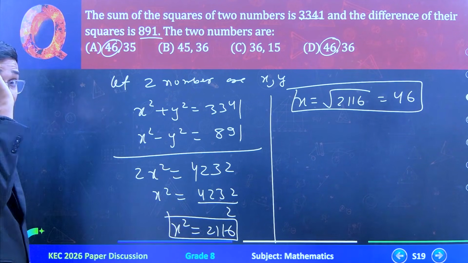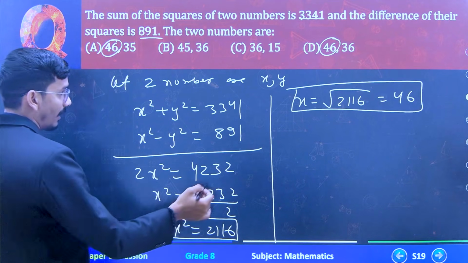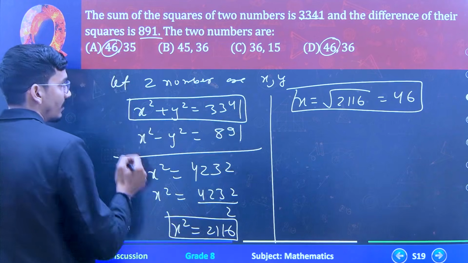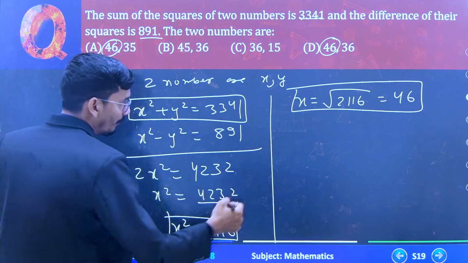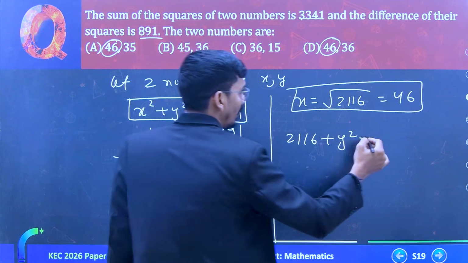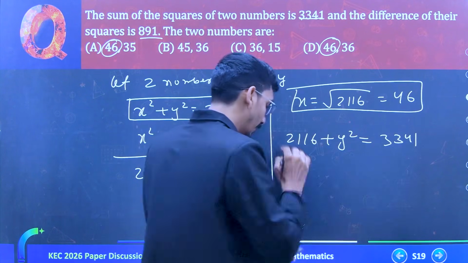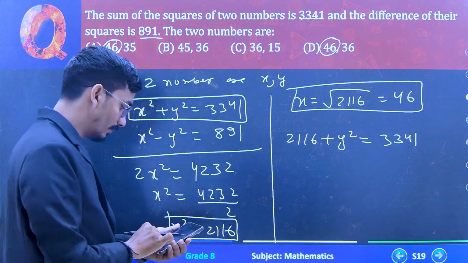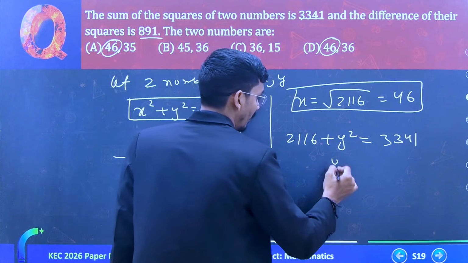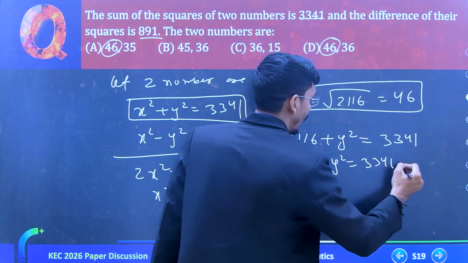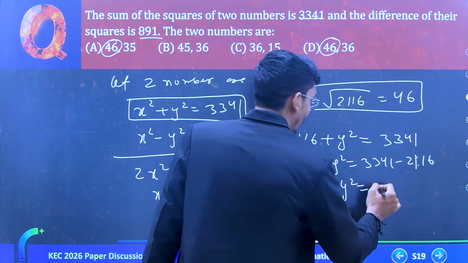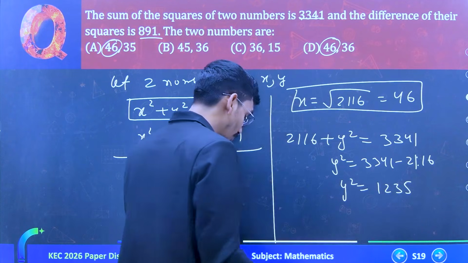Okay. Now I am substituting the value of x square in any one of the equations. So x square is what, beta? 2116 plus y square equals 3341. Okay. So subtracting, y square equals 3341 minus 2116. So we are getting y square equals what? 1225.